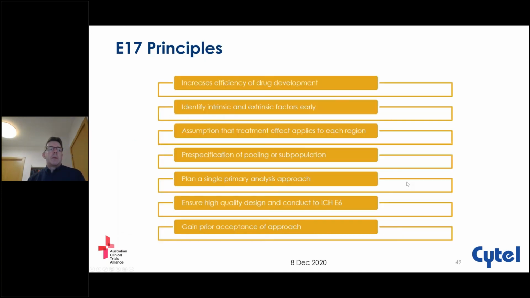So the first one is, again, that this is a document that at the beginning talks about principles of multi-regional trials. And here are the 7 principles that it talks about. Of course, multi-regional trials increase efficiency of drug development. And by having one large multi-regional trial, you can perhaps gain approval in different regions simultaneously with the same trial. It talks about identifying intrinsic and extrinsic factors of working in different regions early, and gives definitions of intrinsic and extrinsic factors that you would need to consider.